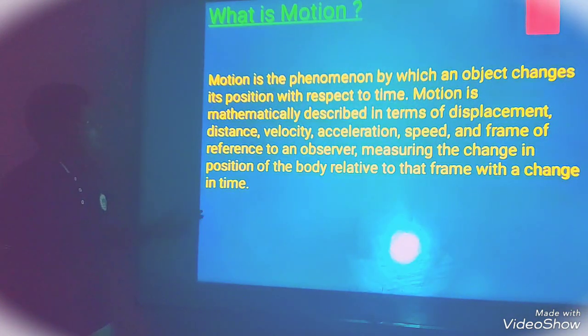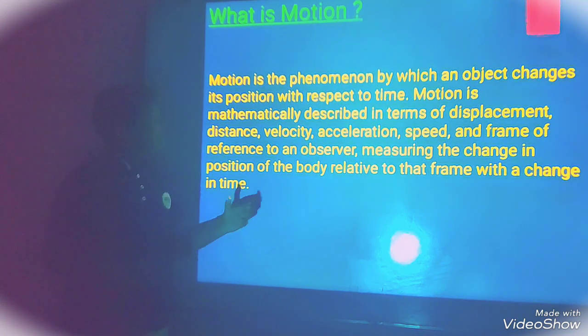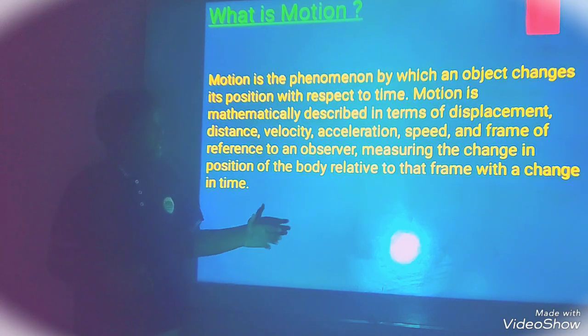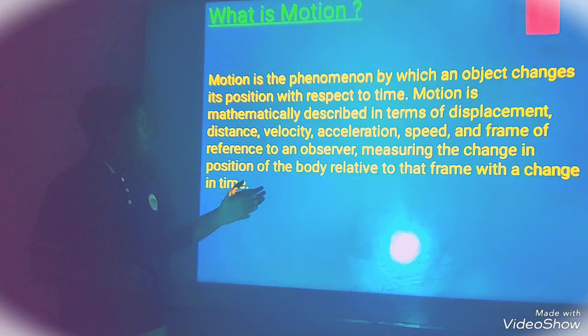What is motion? Motion is a phenomenon by which an object changes its position with respect to time. Motion is mathematically described in terms of displacement, distance, velocity, acceleration, speed, and frame of reference to an observer, measuring the change in position of the body relative to the frame with a change of time.